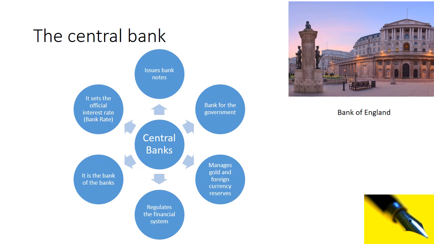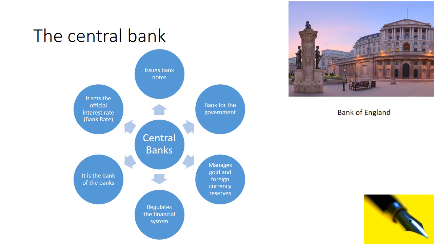So banks, high street banks, will hold accounts with the Bank of England, and those accounts will pay interest in the same way that if you and I have an account with a high street bank, those accounts pay interest. And high street banks can borrow from the Bank of England, and they will be charged interest on that in the same way that you or I would.